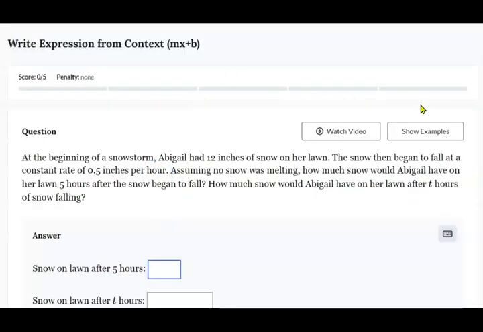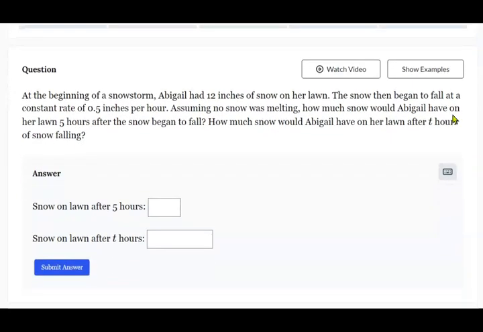Write an expression in context. mx plus b. That's how they want the expression written in linear form. All right, at the beginning of a snowstorm, Abigail had 12 inches of snow on her lawn. So we got some information here. At the beginning, right? At the beginning, she had 12 inches of snow. So that's the initial value. That's the b value.